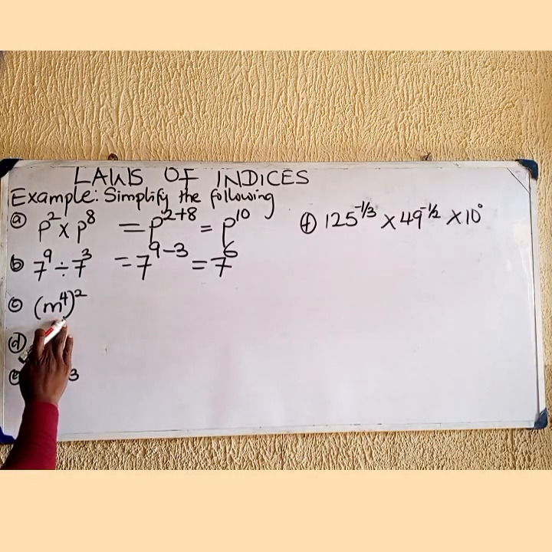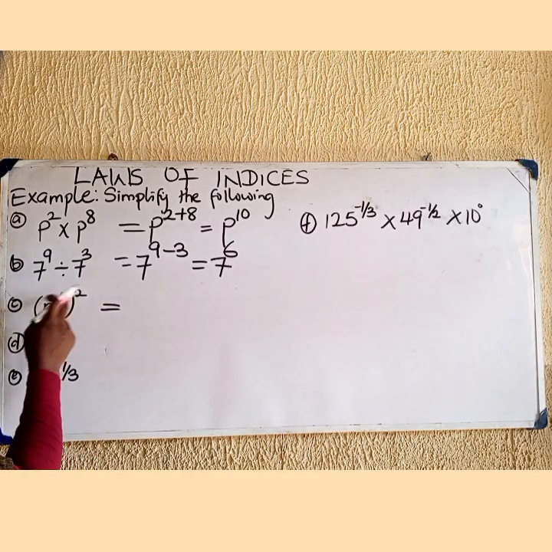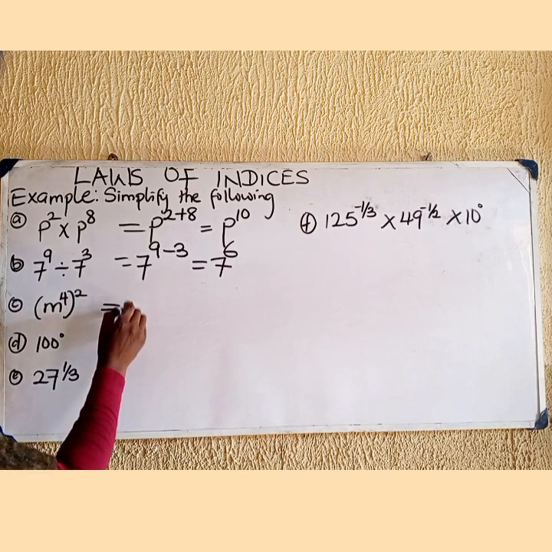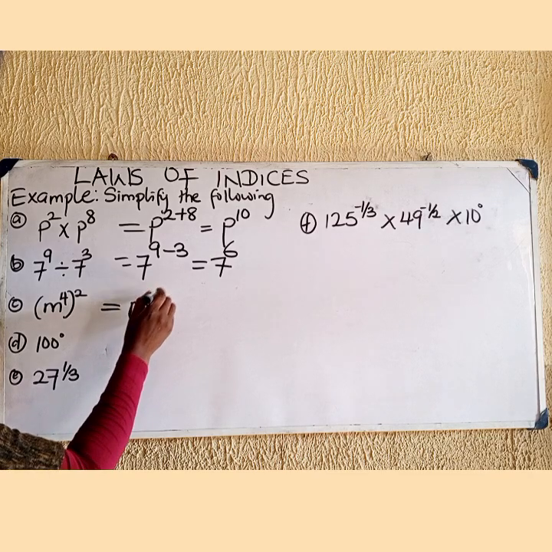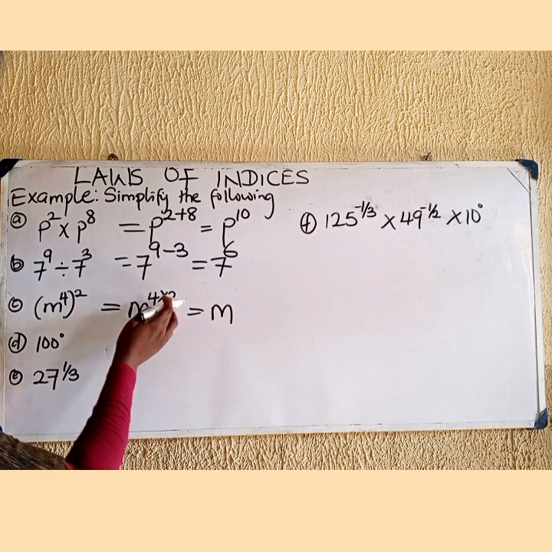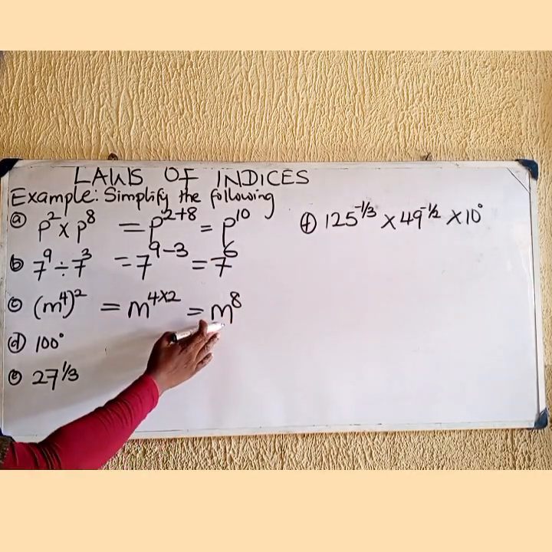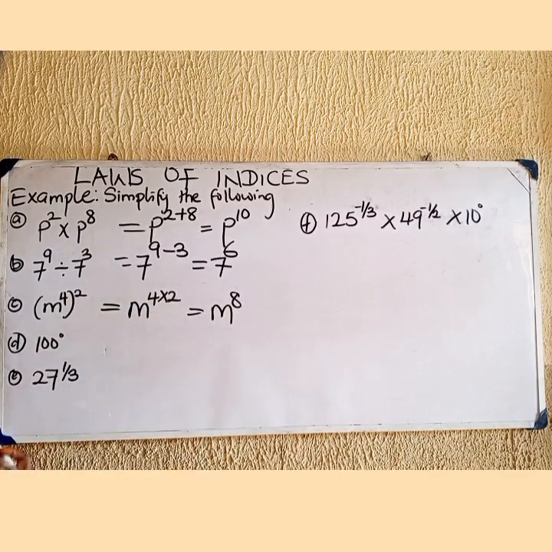Now this one is the power law. It means we are going to multiply the two powers. So I have m raised to power 4 times 2. 2 times 4 will give me 8. So my result is m raised to power 8.